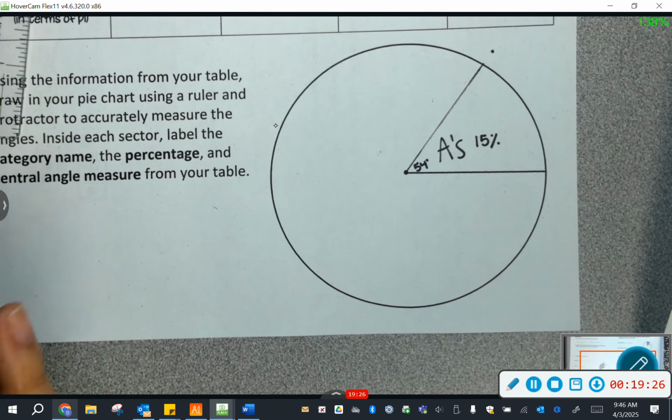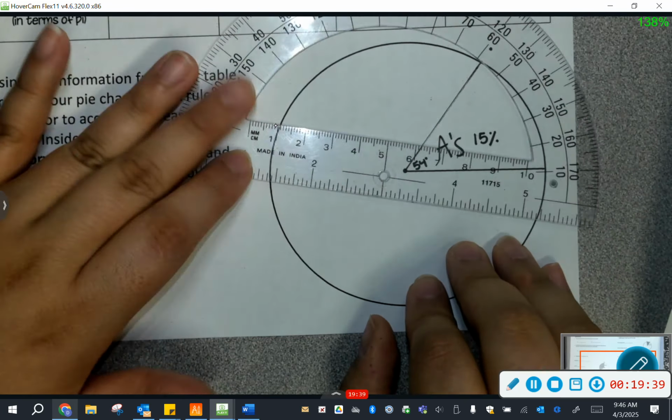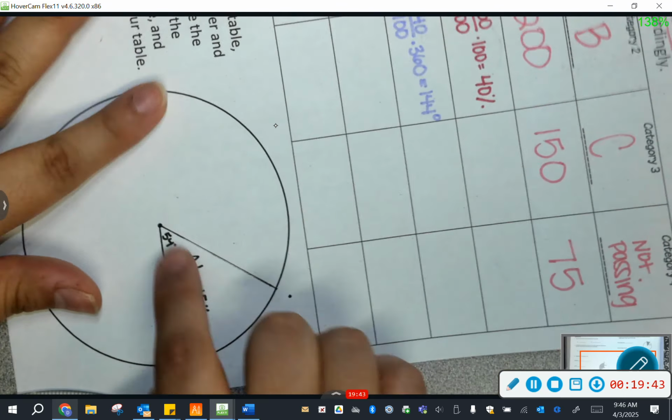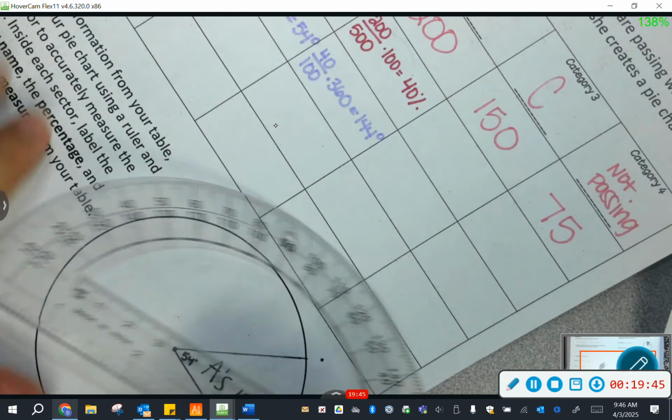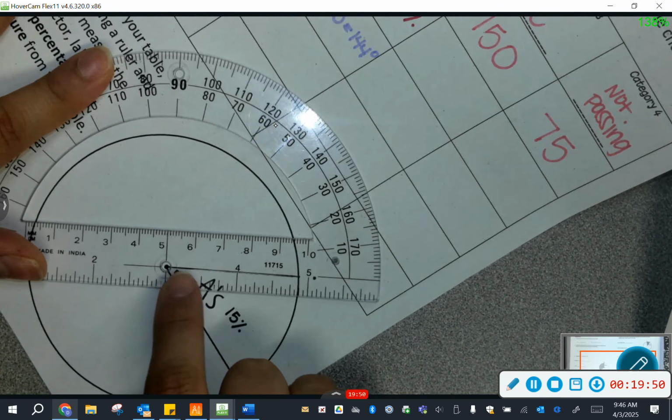Now I need everybody to watch. Look up real quick. If you don't have a protractor, that's fine. There's some missing. We didn't have enough. We'll pass them around in a second. To do the B's, look at me, please. You are now going to turn your paper, and that line you just drew is now going to become the line that you should line up to right here.